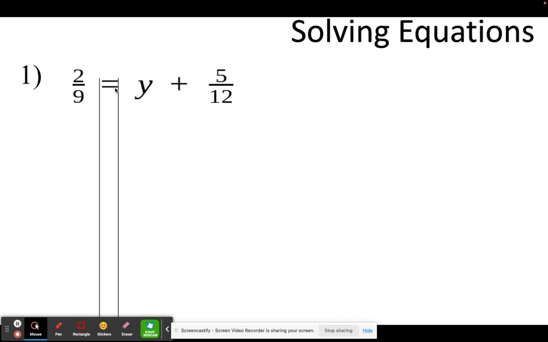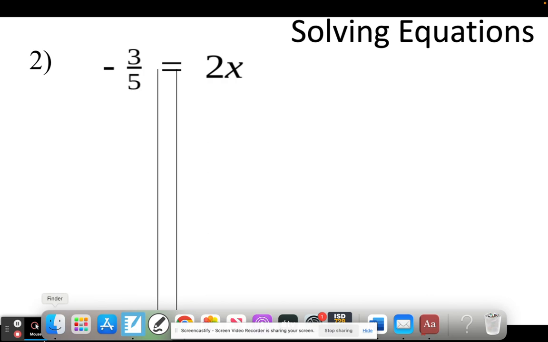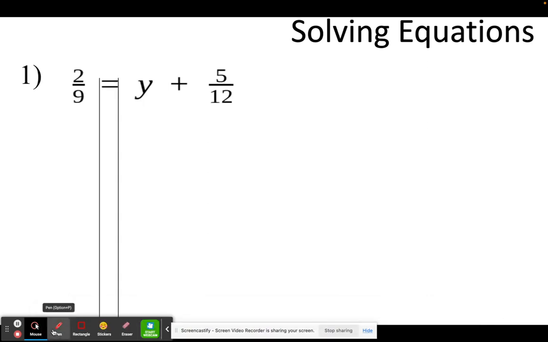I have 2/9 equals y plus 5/12. Well, my goal is to get this y by itself. So my lines are already drawn for me, which is nice. I need to get rid of this 5/12, which means I'm going to need to subtract 5/12 from both sides.